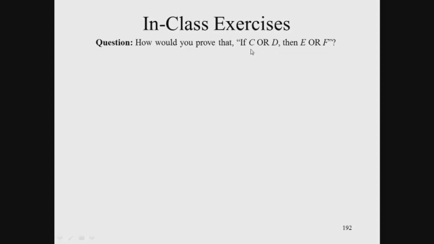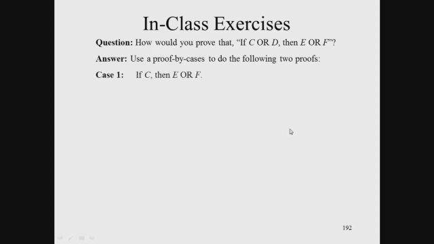So what's case one? You should assume what and show what? Assume that C is true. And show that? E or F is true. That's case one. Assume that C is true and show that either E or F is true. What is case two? Assume that D is true. And show that? E or F is true. Exactly.